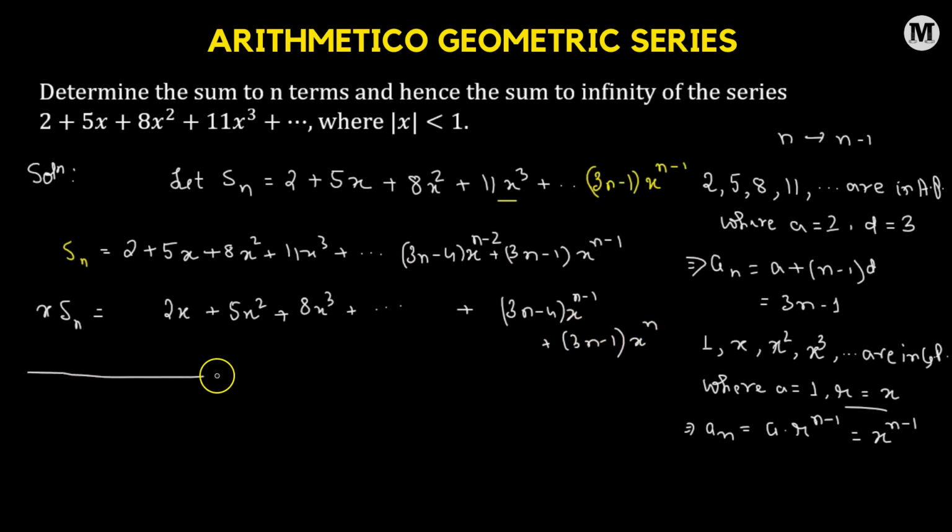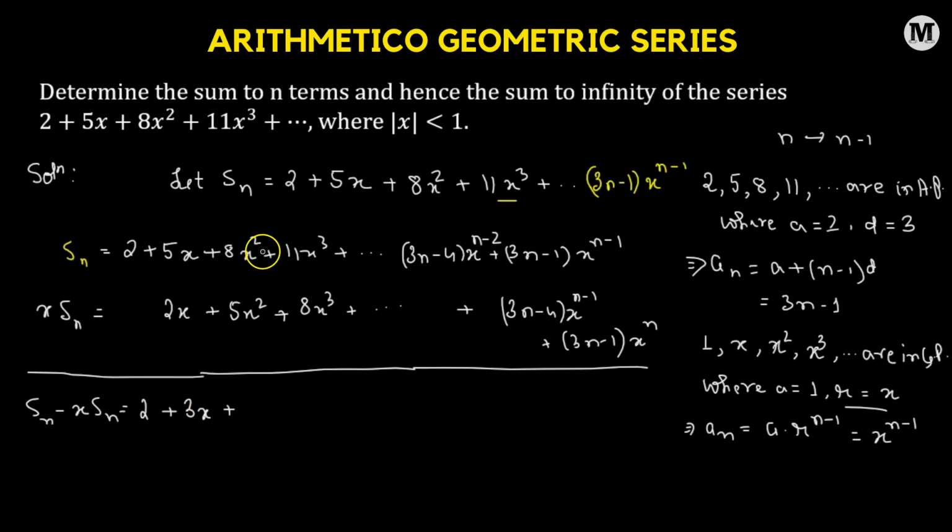Fine. Now we're going to perform a subtraction here. We will take Sn, and from it we are going to subtract x times Sn. So we have 2, that's going to stay as 2. Then we have 5x minus 2x. That's going to give us 3x. Added to 8x squared minus 5x squared, so that's 3x squared. 11x cubed minus 8x cubed, that's 3x cubed. So this keeps on continuing.